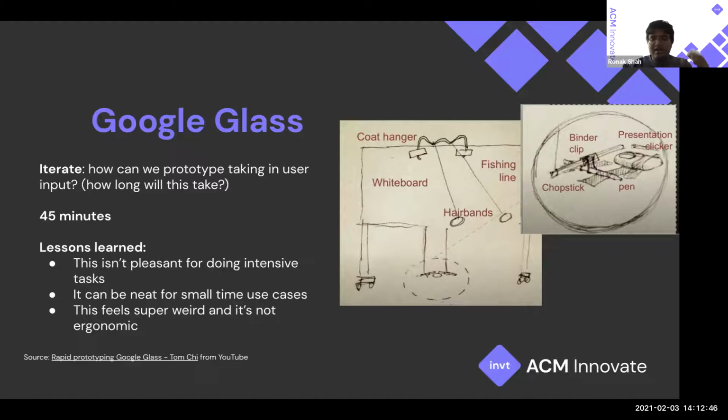And this let them iterate further. It also helped them realize that it's super heavy and a super weird interface, like walking around. And so then they realized what they had to prioritize was a different kind of feedback system. And also they had to realize that they can't put too much in the Google Glasses.